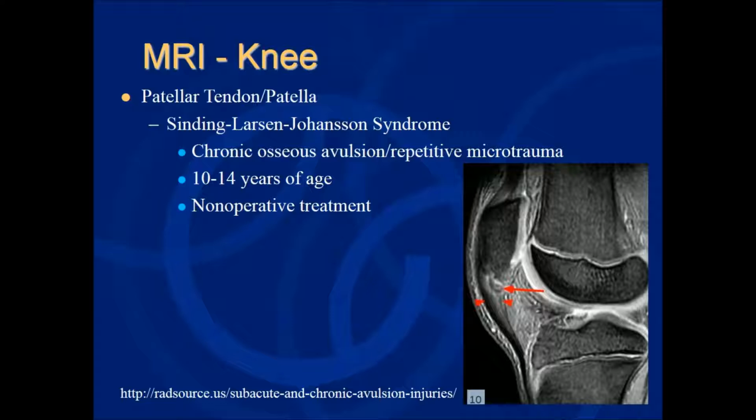You can kind of think of this as the opposite of Osgood-Schlatter, meaning that it occurs at the proximal patellar tendon. An entity called Sinding-Larsen-Johansson syndrome. This is a chronic avulsion or repetitive microtrauma involving the inferior pole of the patella. In this case, you see there's abnormality of the patellar tendon as well as the inferior pole of the patella, showing some fragmentation and edema at this level.